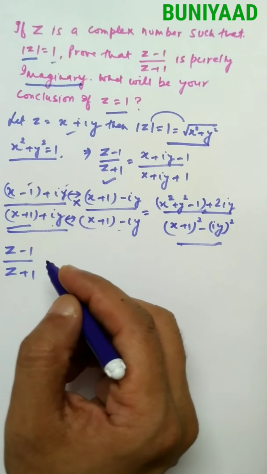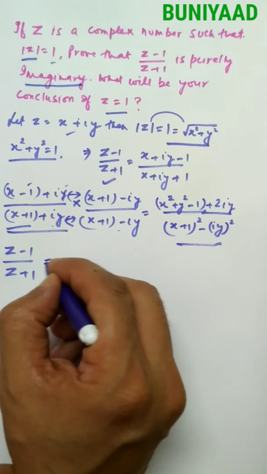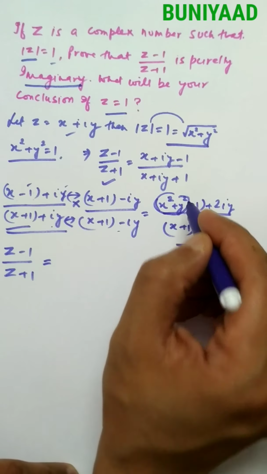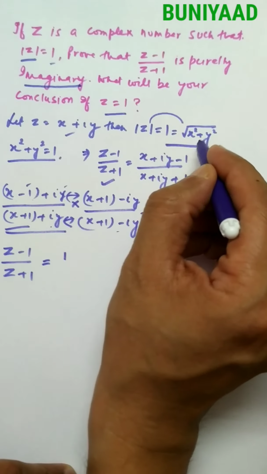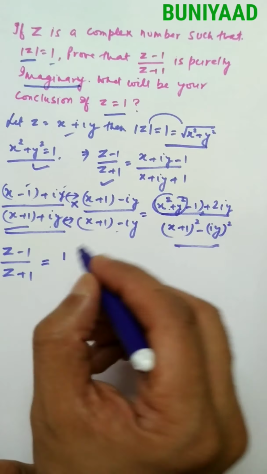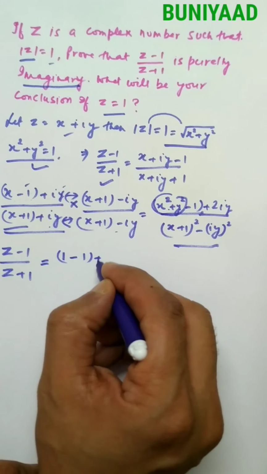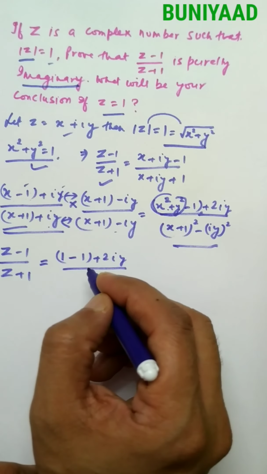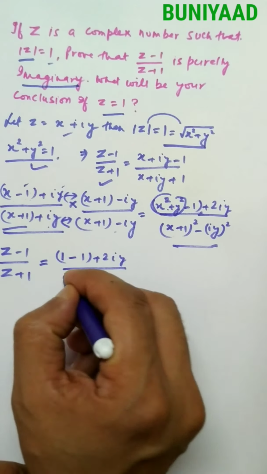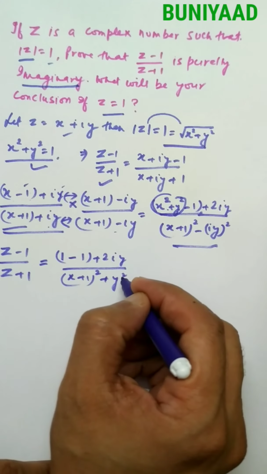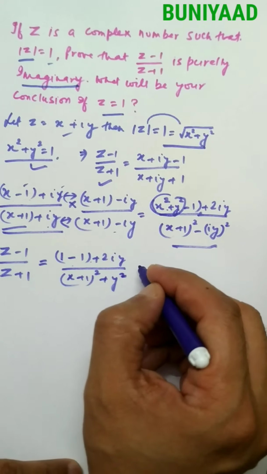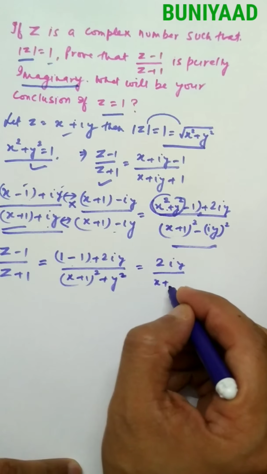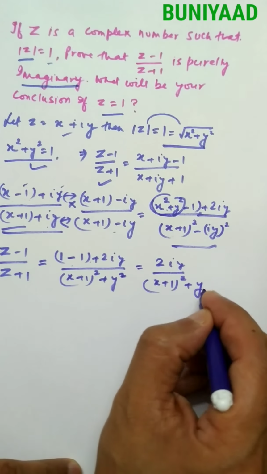This is (z − 1)/(z + 1), and since x² + y² is 1, as we already found, this is (1 − 1 + 2iy) upon the denominator. You can open the brackets, or just keep it like this for the time being: (x + 1)² + y². The 1 minus 1 is 0, so it got cancelled. So you are left with 2iy upon (x + 1)² + y².